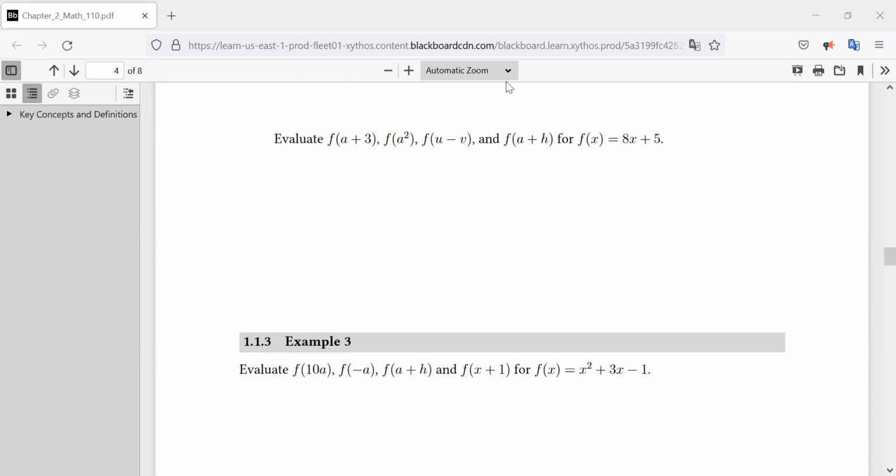So if we have f of x there, I'll do this one and this one with you guys, and then I think you guys can handle the other two. So what is f of a plus 3 going to be?